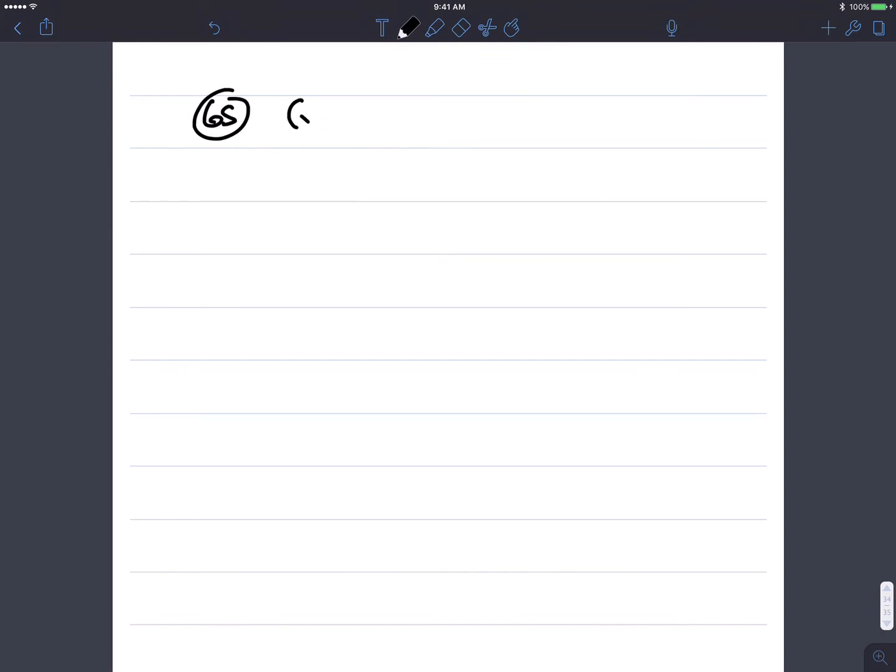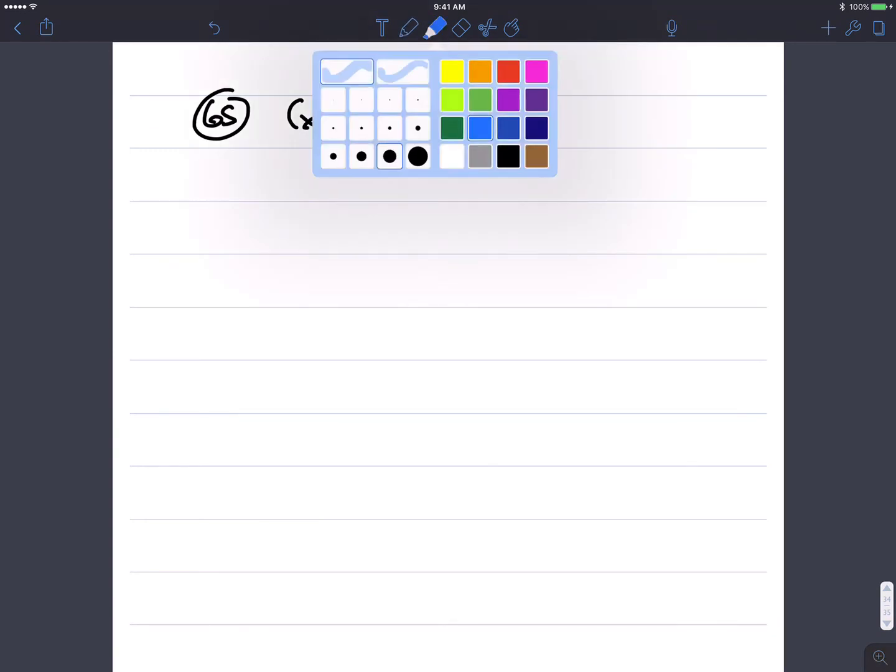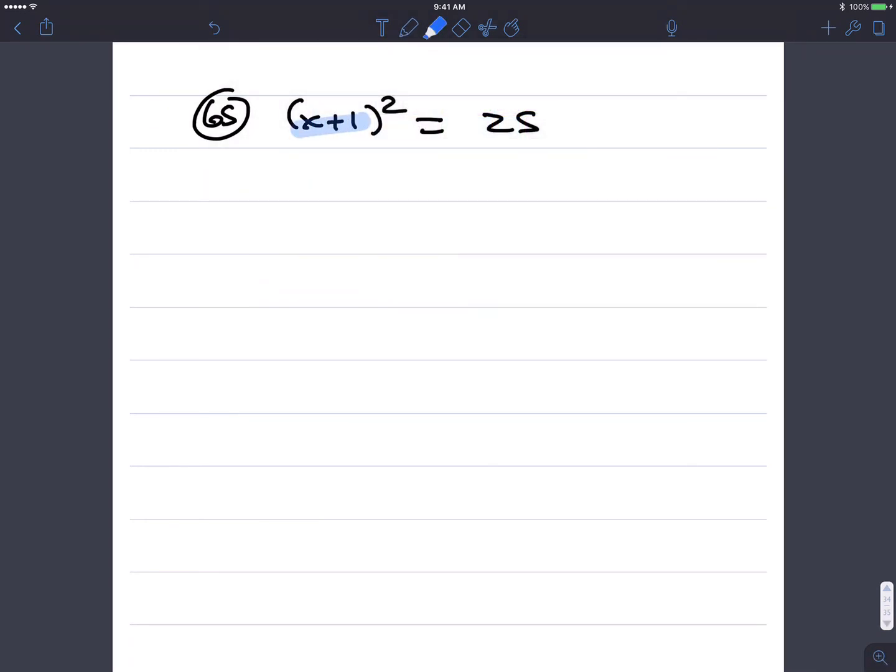65. X plus 1 squared is 25. Notice again, x plus 1 is in my parentheses, and it's being raised to the second power. So that means I have x plus 1 is plus or minus the square root of 25. X plus 1 will be plus or minus 5 because the square root of 25 is 5.